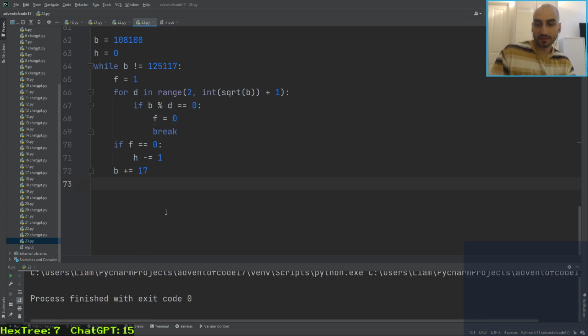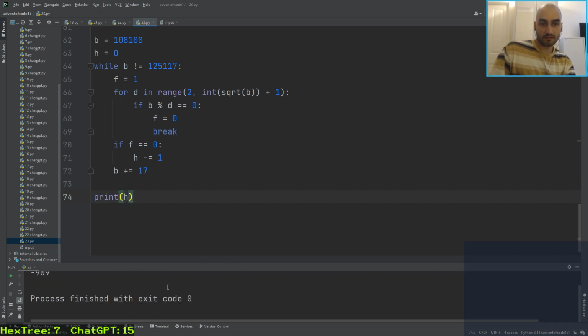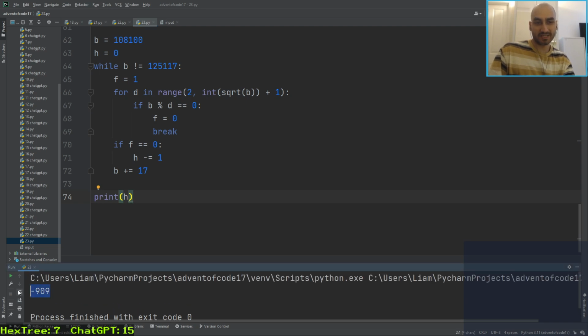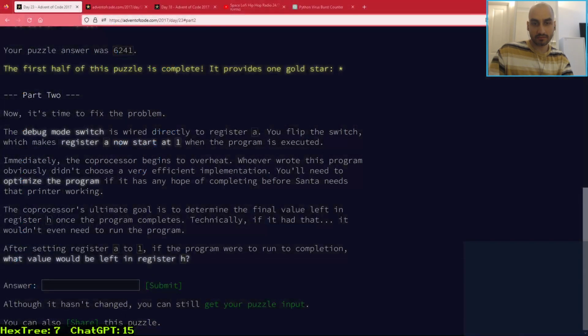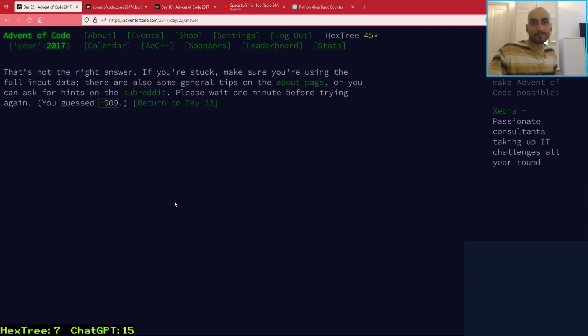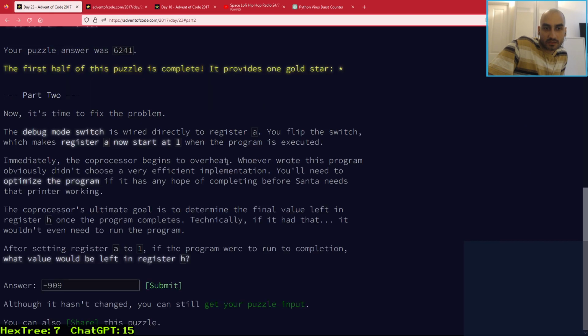Done. Print H. Minus 909. Oh, please, please, please. Alright, come on. No, it's wrong. I'm getting there. Am I? Oh! No, it's positive. H. Yeah, minus is a weird number, isn't it?